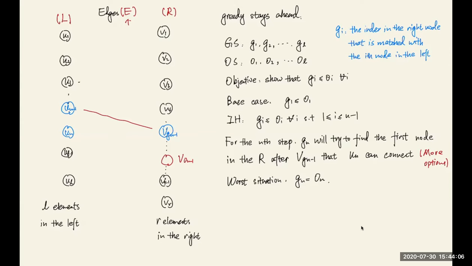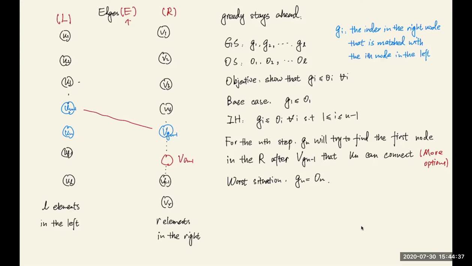So what I do is basically I have GS, which means G1, G2, up to GL, and OS is basically O1, O2, up to OL. For greedy stays ahead, the very important step is to define a kind of progress measure and try to align each step of the greedy strategy with other strategies. This way you can compare it easily.